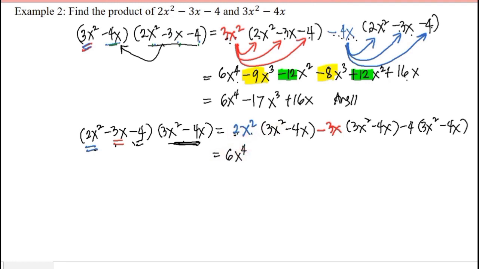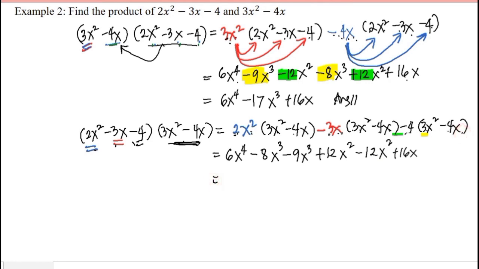And 2 times negative 4 is negative 8. x squared times x is x cubed. Negative 3 times 3 is negative 9. And x times x squared is x cubed. Negative 3 times negative 4 is positive 12. x times x, that's x squared. Negative 4 times 3, that's negative 12, x squared. Negative 4 times negative 4 is positive 16, and that's x.